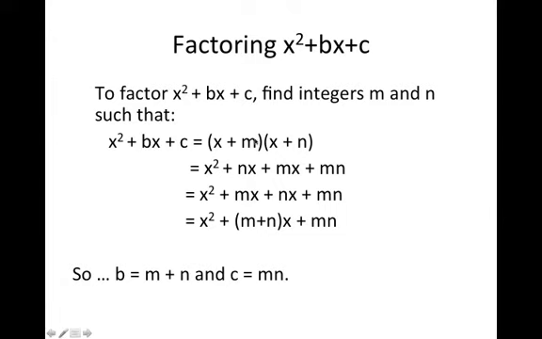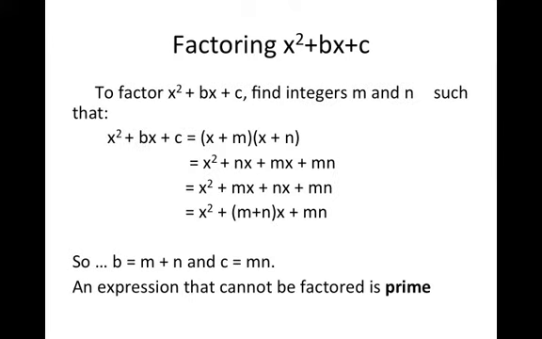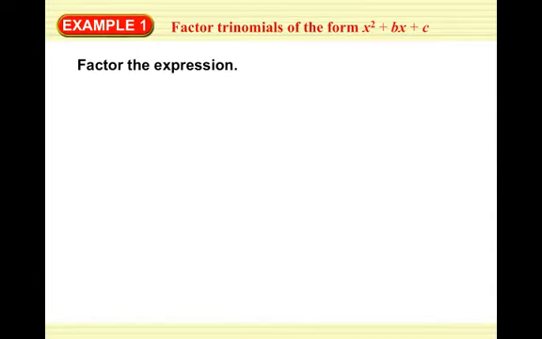So when you go to factor, the first thing you're going to do is think of two numbers, m and n, two factors that multiply to equal c. And then you're going to check which of those factor pairs, m plus n, equals b. Some of you can do this in your head. If you're really good at trial and error, guess and check, that's great. But if you struggle with factoring, we're going to show you a method that should help. An expression that cannot be factored is prime.